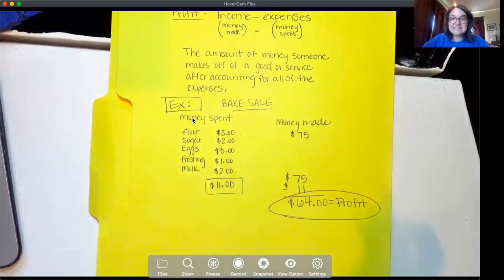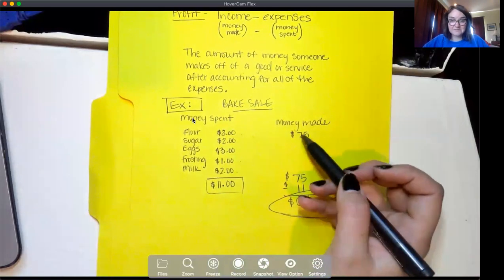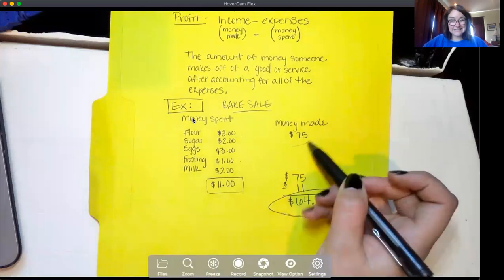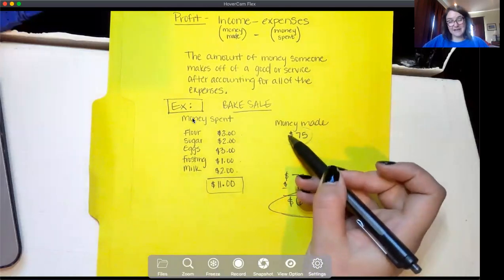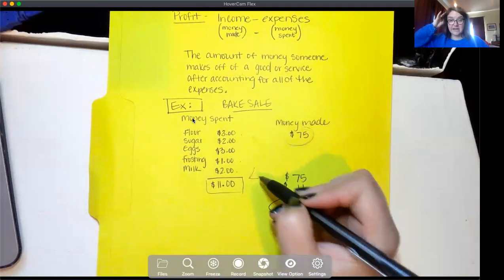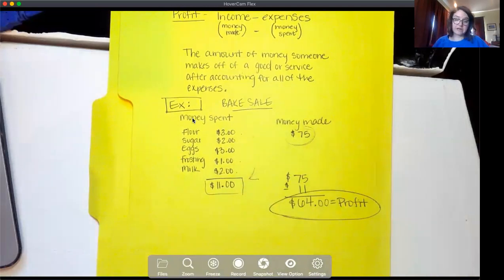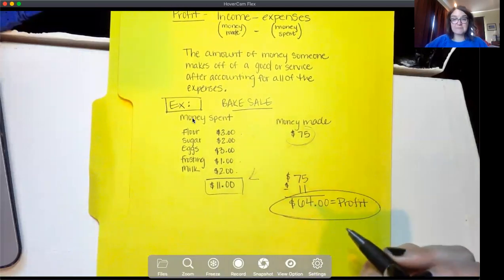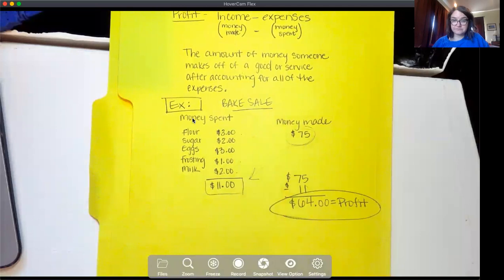And then I made $75 at my bake sale. But I also have to see how much that $75 actually is, how much I actually made after taking away my expenses or the money that I already spent. So I take 75, I subtract $11 from it. So I actually made $64. Let's look at some examples.